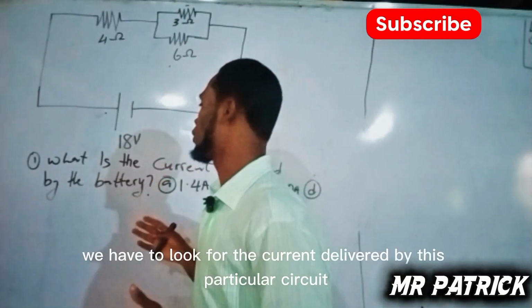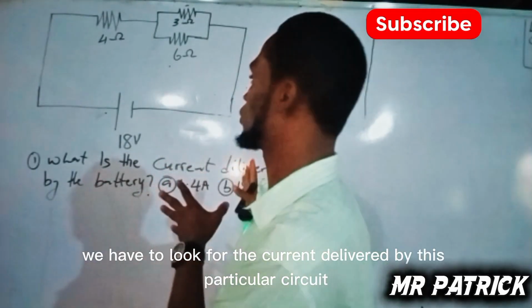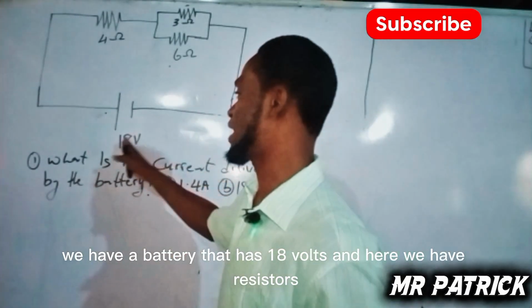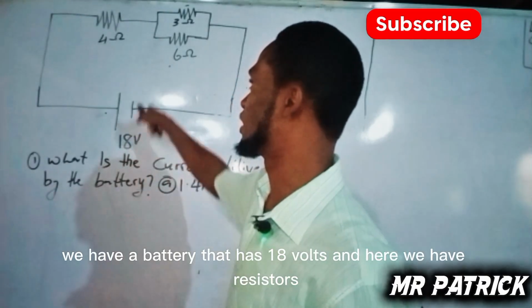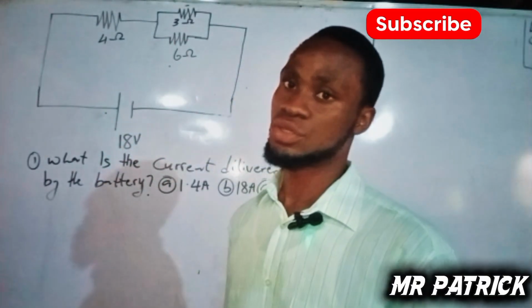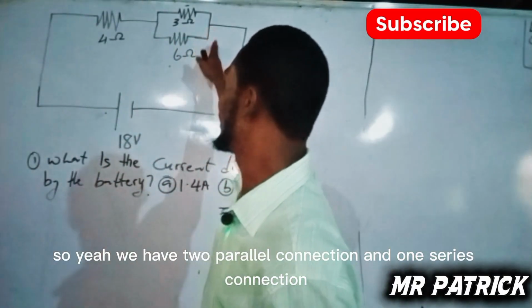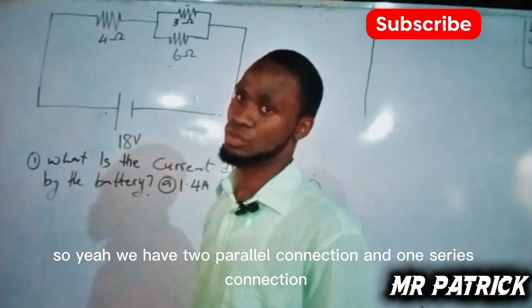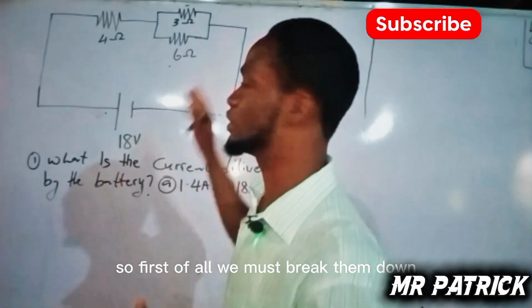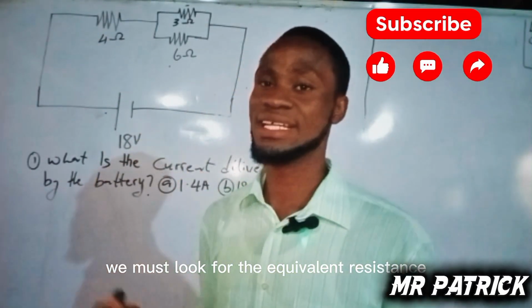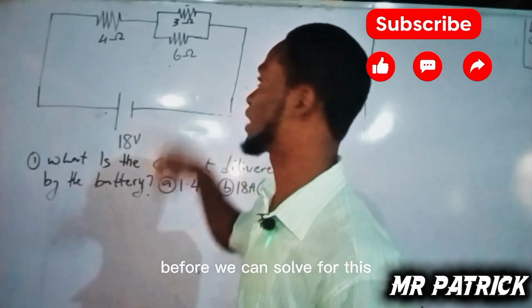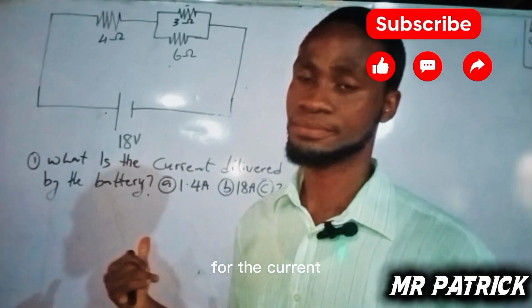So we have to look for the current delivered by this particular circuit. We have a battery that has 18 volts and here we have resistors. So here we have two parallel connections and one series connection. So first of all, we must break them down. We must look for the equivalent resistance before we can solve for the current.